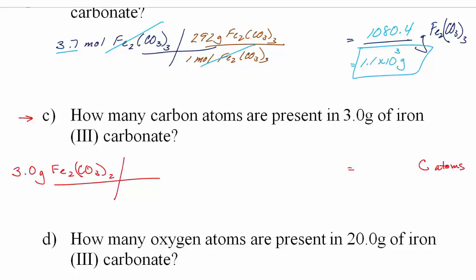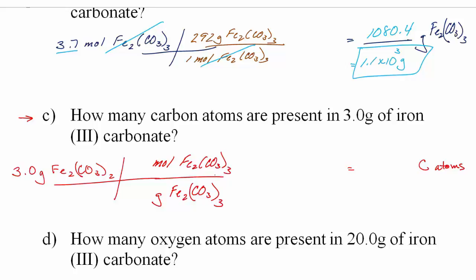Okay, let's see if you see the game plan here. What we're going to do first, let these units help you out here. The grams of iron(III) carbonate have to cancel. So that has to go down on the bottom. Otherwise it won't cancel, right? Well, the only conversion factor you have is molar mass. It's the only conversion factor. And I'll put in the numbers later.